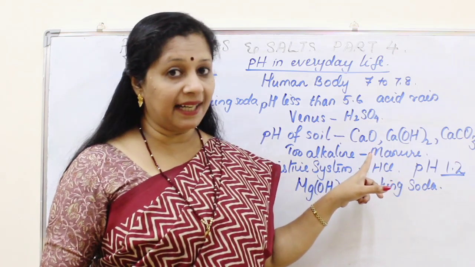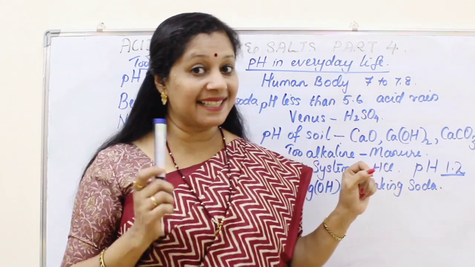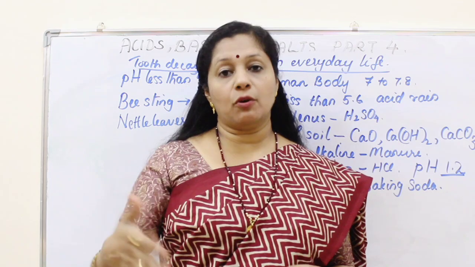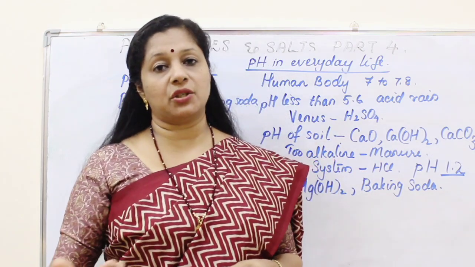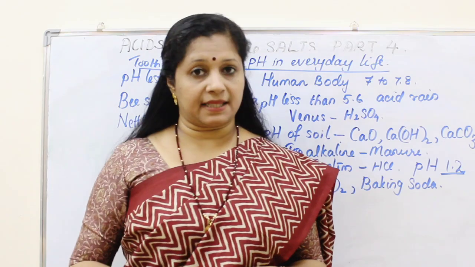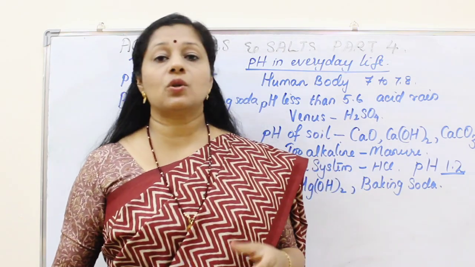What is calcium oxide? Quicklime. Calcium hydroxide. What is calcium hydroxide? Slaked lime. Or calcium carbonate. So any of these, if you mix with the soil, will gradually neutralize it, which can support the growth of the particular plants. In case the soil is found to be too alkaline, that's also not good.